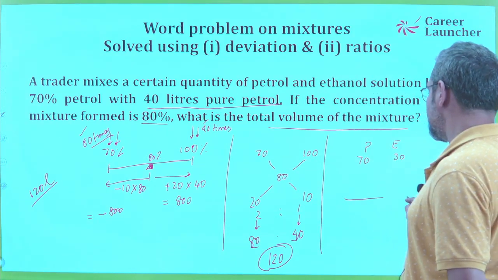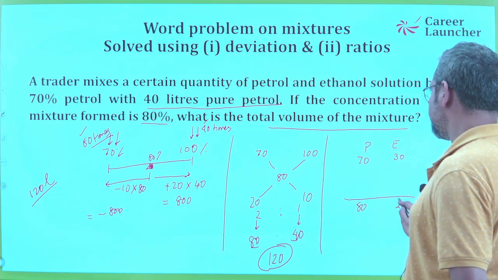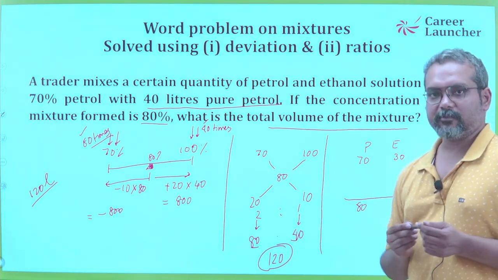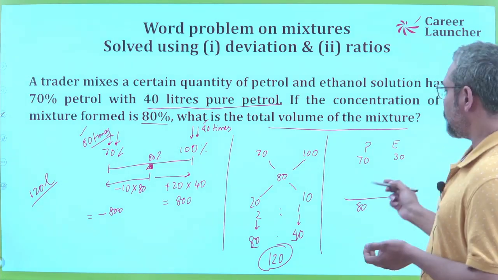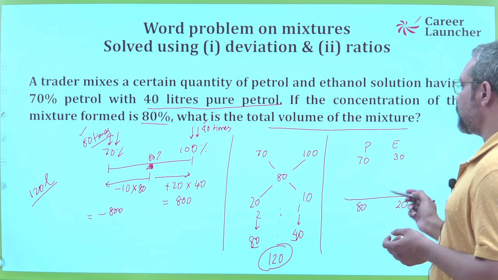So that means this is 80 and this is 20. Right? Now observe, we haven't really added any ethanol or removed any ethanol. So how did the ethanol change? Ethanol cannot change. So we will have to keep the ethanol quantity the same.